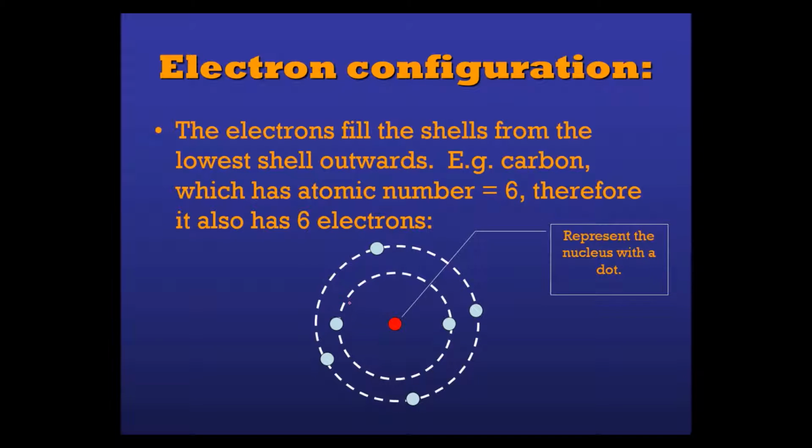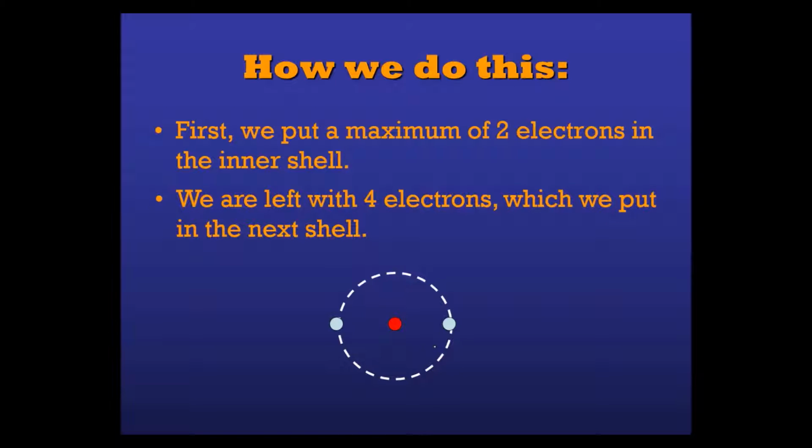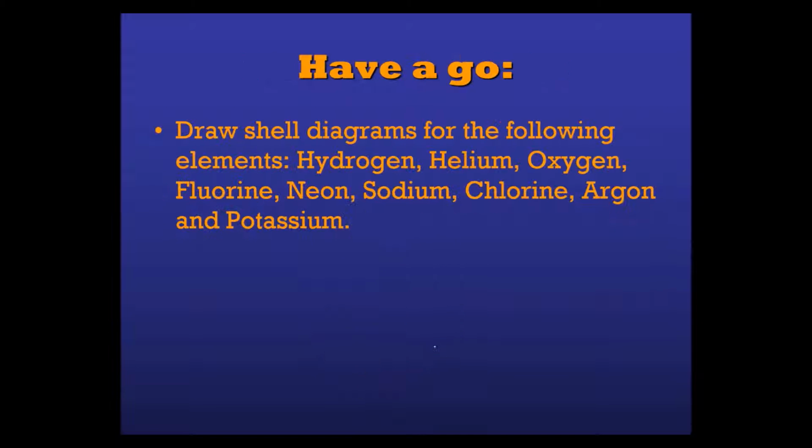So with carbon here, we've got a total of 6 electrons, so we put 2 on our inner shell, and then there'll be 4 remaining on our outer shell. Now that's really important, but it won't make sense just quite yet. So just to show you a diagram of that, again, we pop 2 electrons on our inner shell, and then the remaining 4 we put on our outer shell.